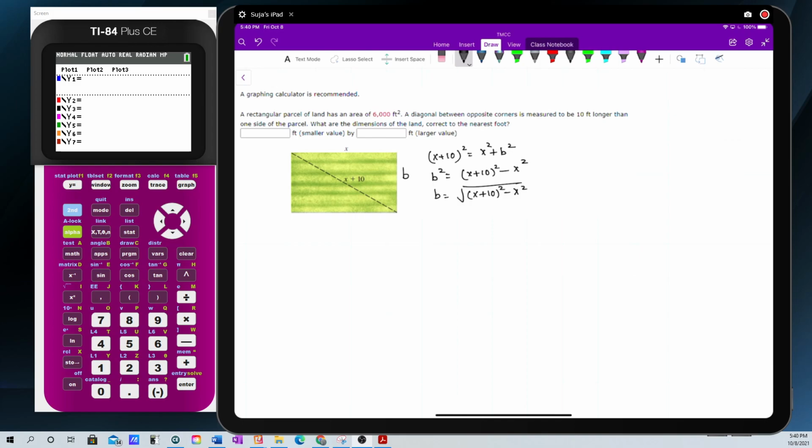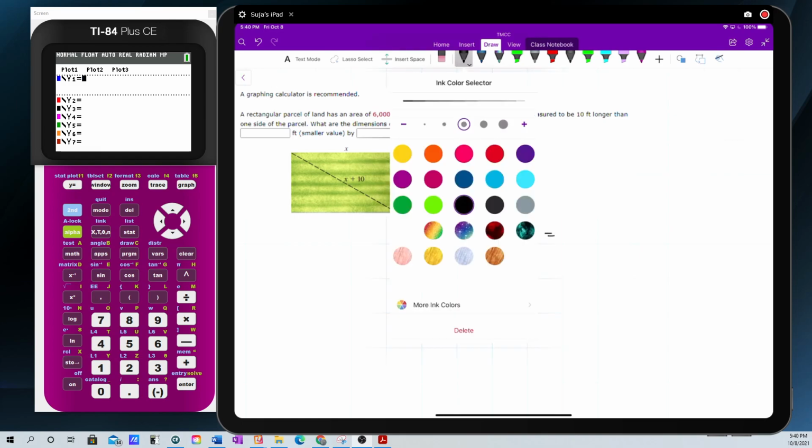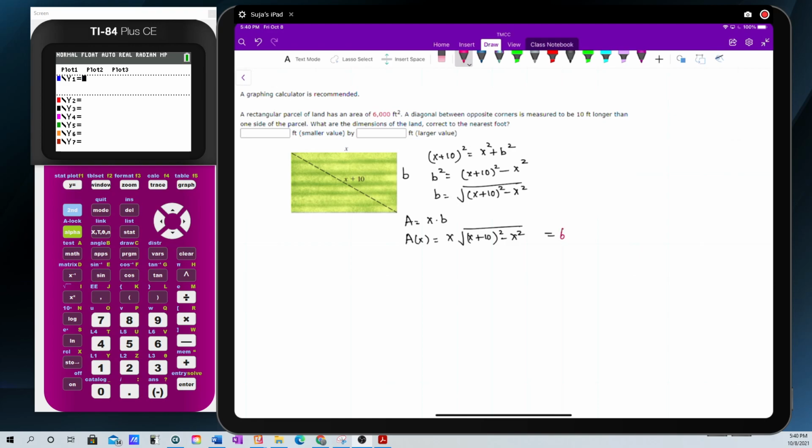Okay, so the area of this rectangle is x times b, or I can write in terms of x, A of x equals x times the square root of x plus 10 the whole squared minus x squared. This area is given here in this problem as 6,000 feet squared.